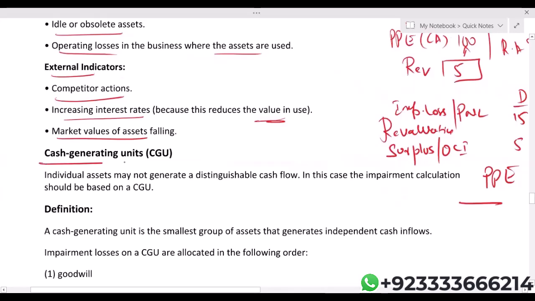Now come here. Cash generating unit, CGU. Normally a single asset cannot generate cash inflows. It is always the group of assets which generate cash inflows.